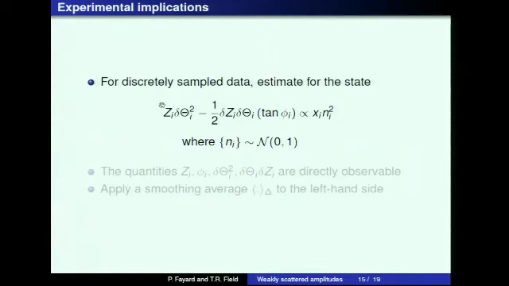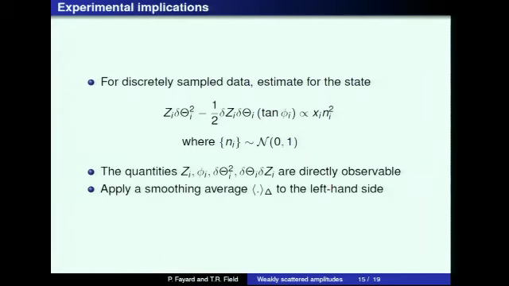What you do in practice with discretely sampled data, you can write that formula. That gives you an estimate of your texture at time i in terms of those four quantities being directly observable from scattering data. And so what you do next, you have to apply a smoothing average to the left-hand side here to obtain an estimate of your state x i.